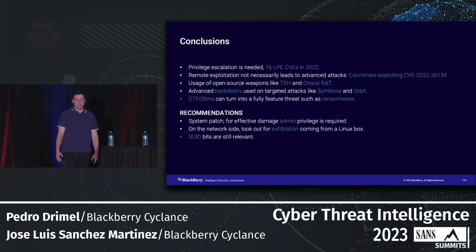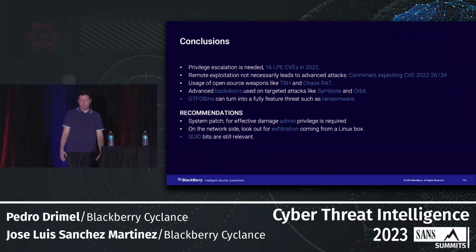That was quite a difference that we found, and it has lots of simple stuff like XMRig and other coin miners, but it can turn into advanced backdoors, as we've seen with Symbiote and Orbit as well. And just using OpenSSL and a few other tools, GTFOBins can turn into a full-featured ransomware.